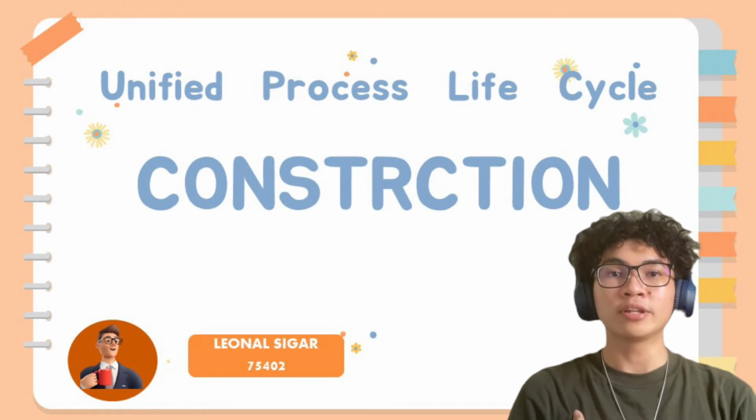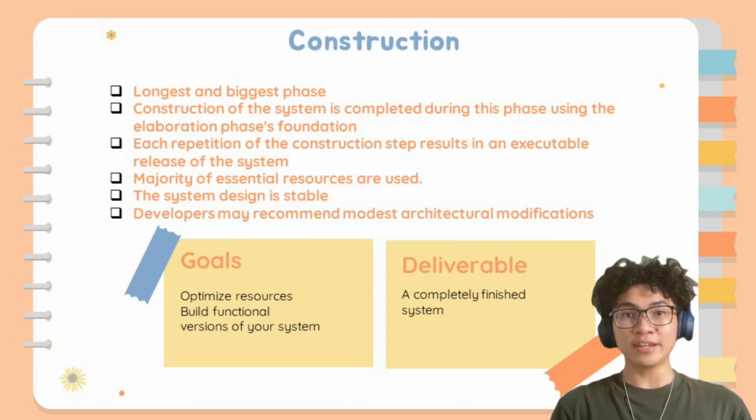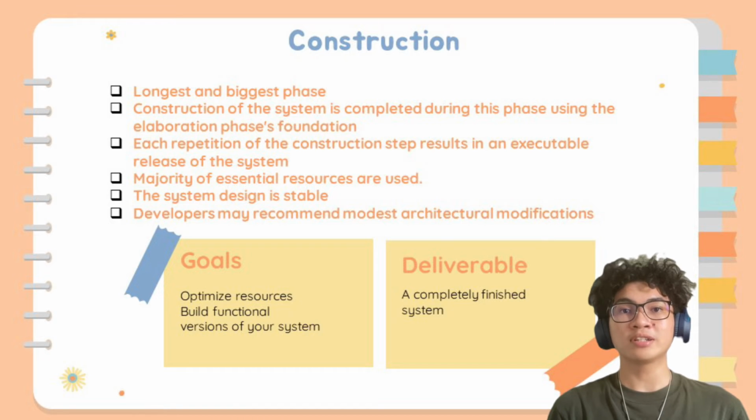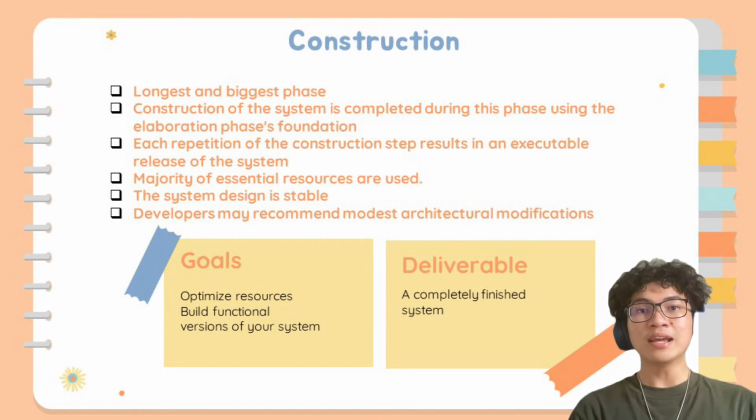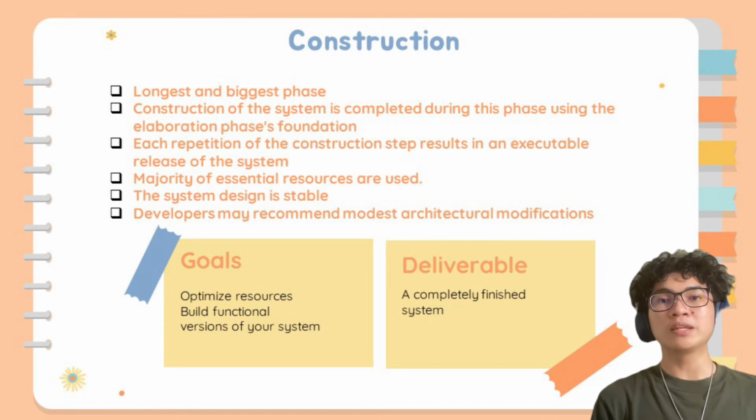We present on the third phase, which is construction. The third phase, construction, is the longest and most important phase in unified process. During this phase, the system is built on the basis laid down by the elaboration phase. One of the phase's aims is to optimize resources in order to decrease development costs and to generate a working version of your system as soon as possible.